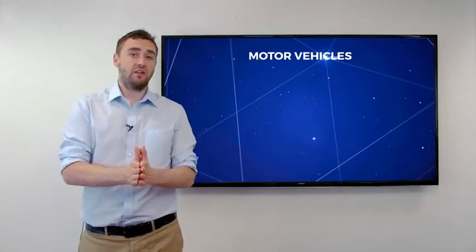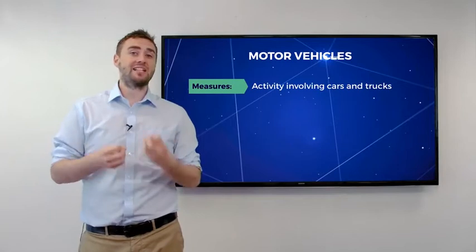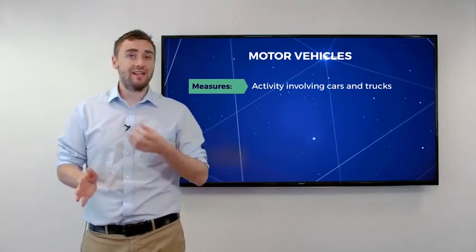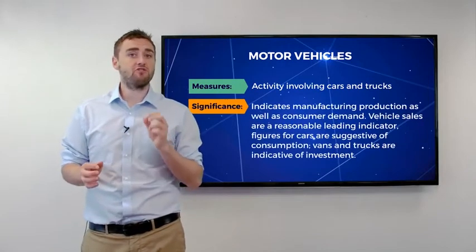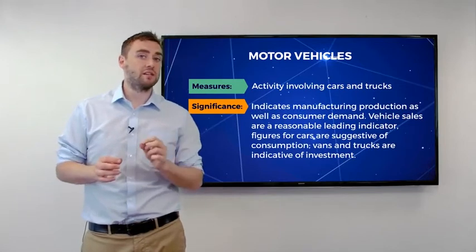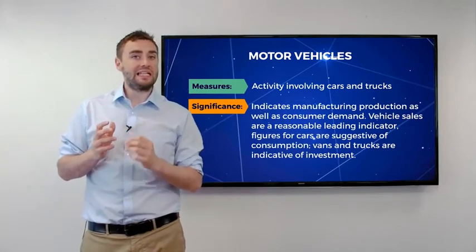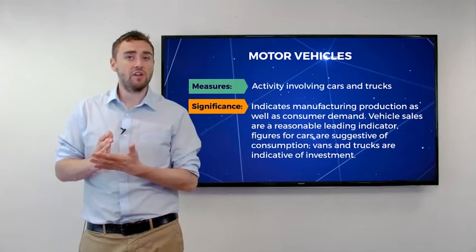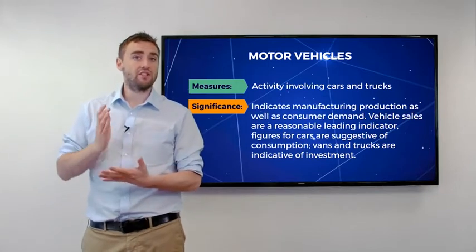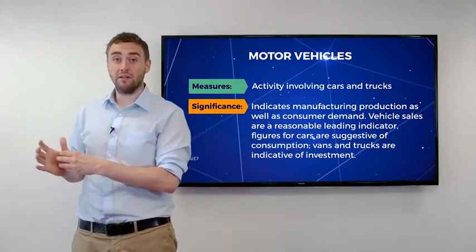Next, we have motor vehicles. This, of course, is measuring the activity involving cars and trucks. It's significant because it indicates manufacturing production as well as consumer demand. Vehicle sales are a reasonable leading indicator. Figures for cars are suggestive of consumption. Vans and trucks are indicative of investment.